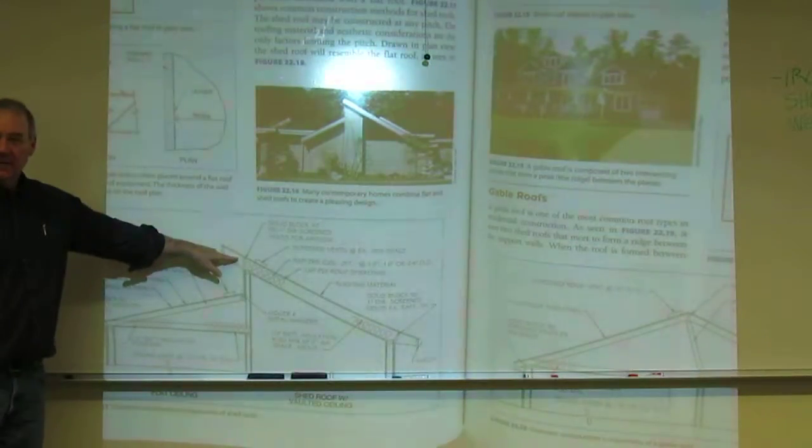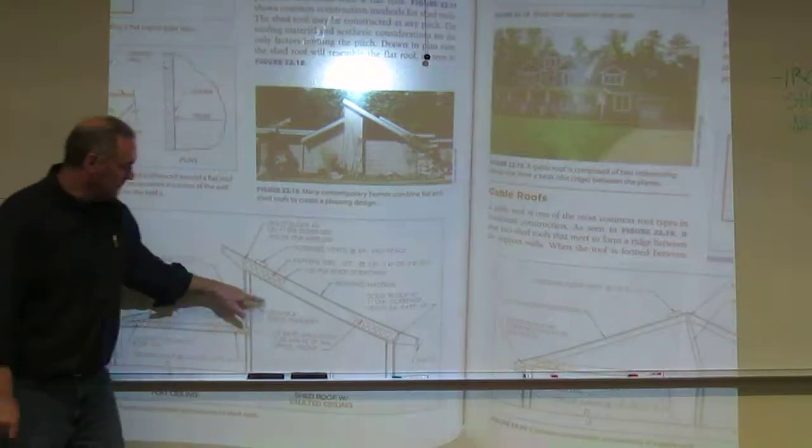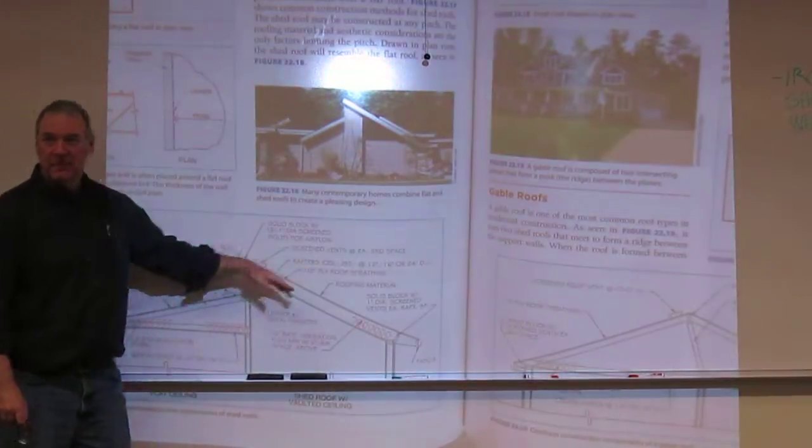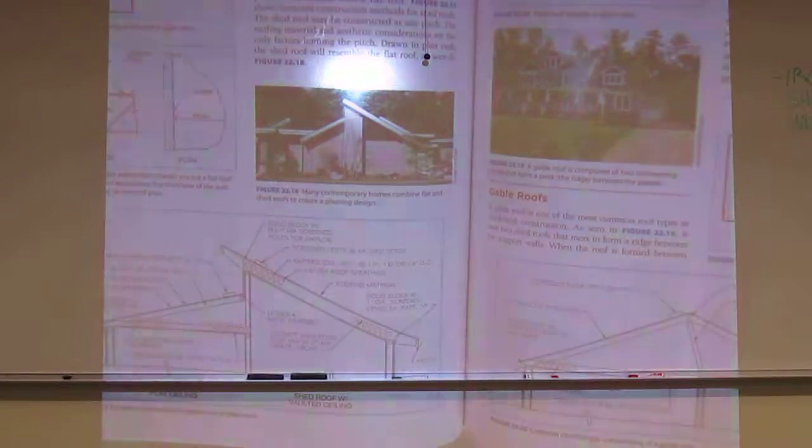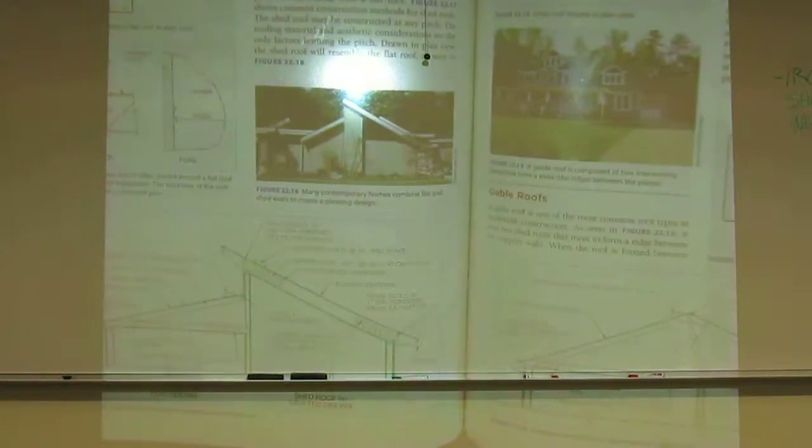So in essence, here is a shed roof. You'll have two supports and a slope. The slope is given with your little sign. So think of a shed as a flat roof that's been tilted up.